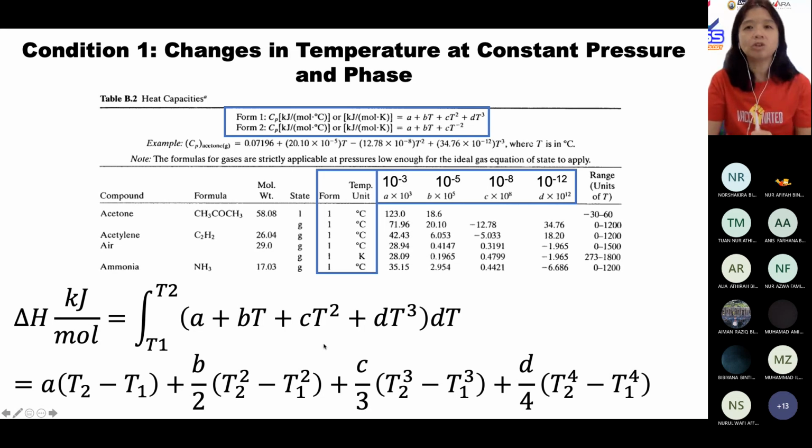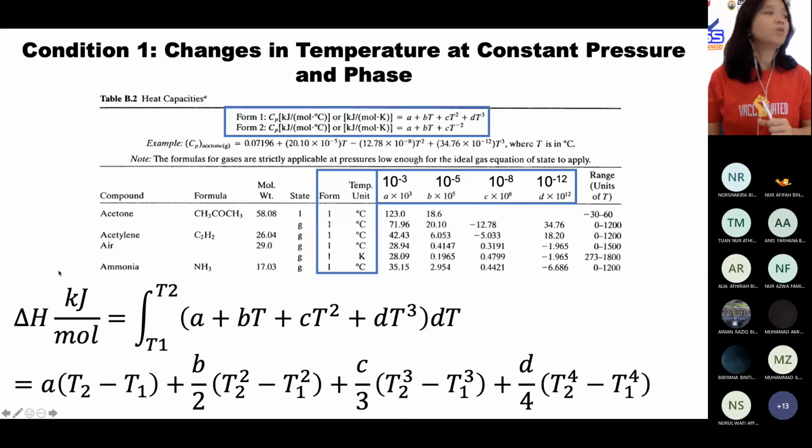Then plus C per 3. So the C is multiply with 10 power minus 8 divided by 3. T2 power 3 minus T1 power 3 plus D per 4. Your D is times 10 power minus 12 divided by 4, T2 power of 4 minus T1 power of 4. Sepatutnya benda ni kamu dah familiar, kamu dah belajar dalam CPP, temu pun kamu dah belajar. So by right you should know, but I just explain again if let's say in case you forget.